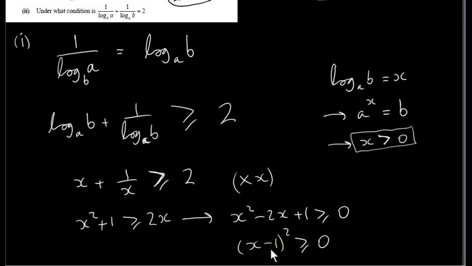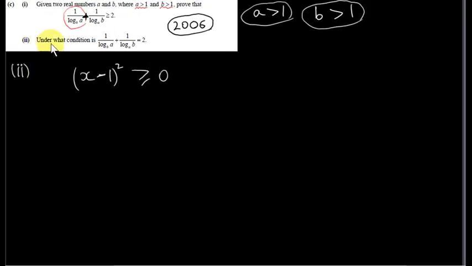And any expression squared is greater than or equal to 0. So this is definitely true. So we can then just reverse all our steps, and we have now proven this here. Under what condition is 1 over log to the base b of a plus 1 over log to the base a of b equal to 2? So that's the equality part of our inequality, which I didn't show.